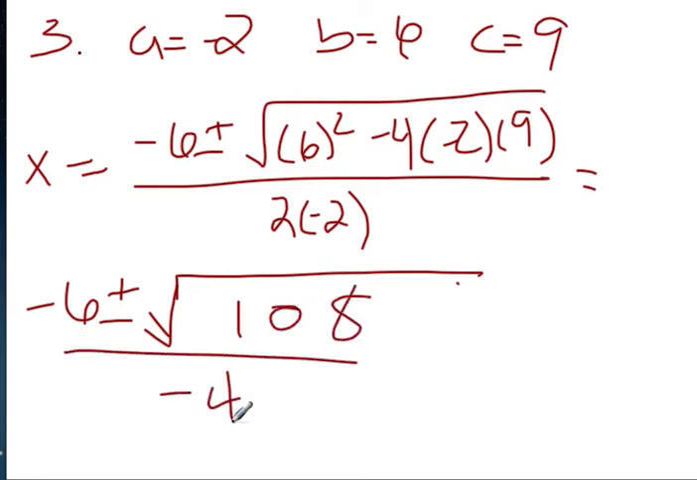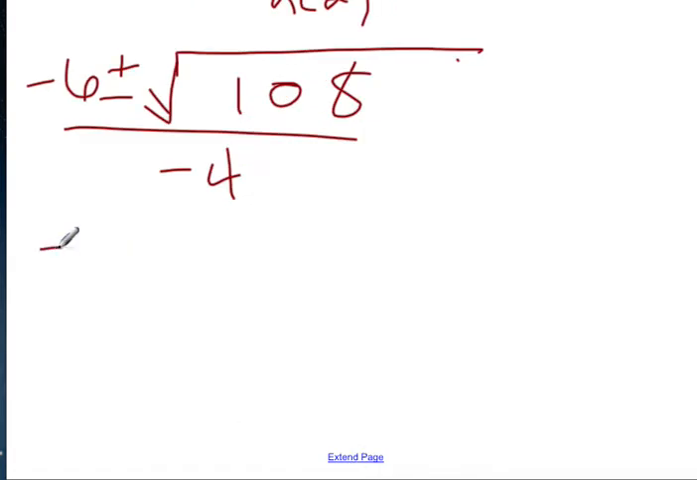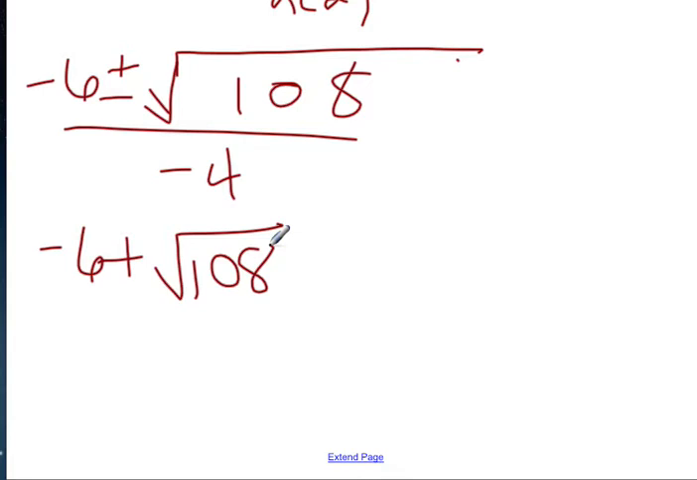And that's going to be divided by negative 4. So first I'm going to do negative 6 plus the square root of 108. I'm going to type that in my calculator, then take my answer and divide it by negative 4. Now when I do that, I get 1.10.